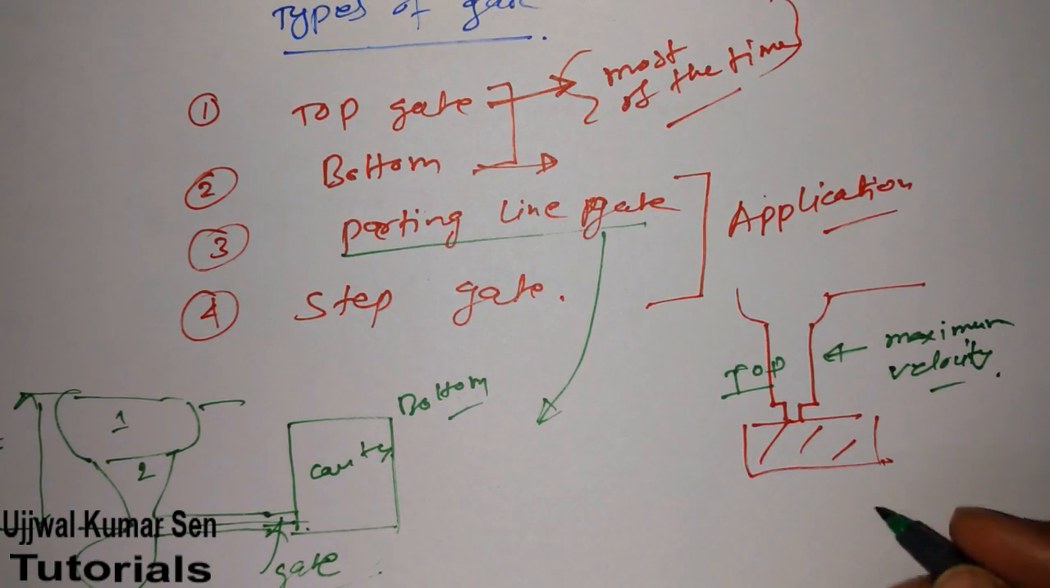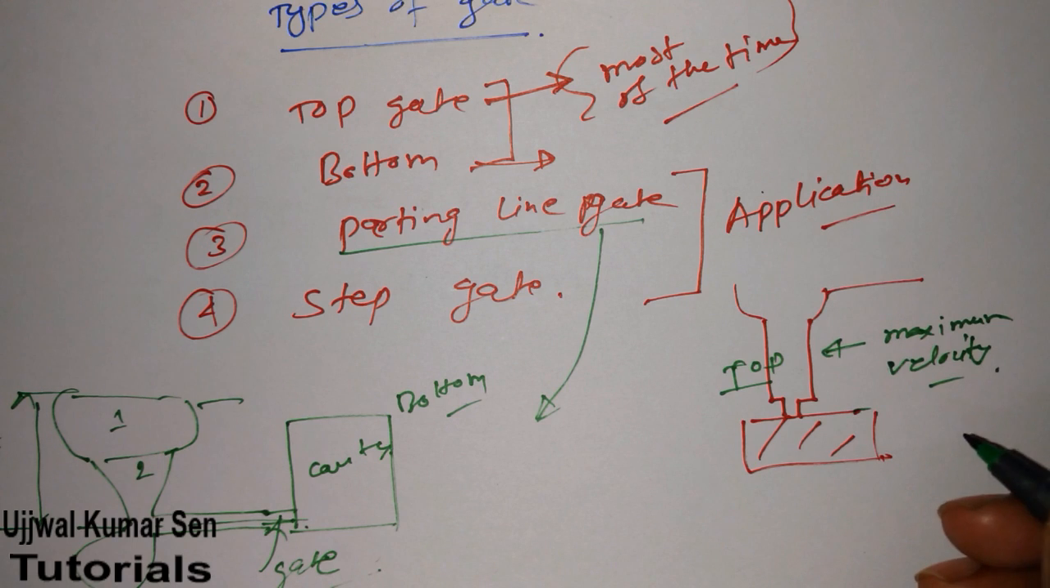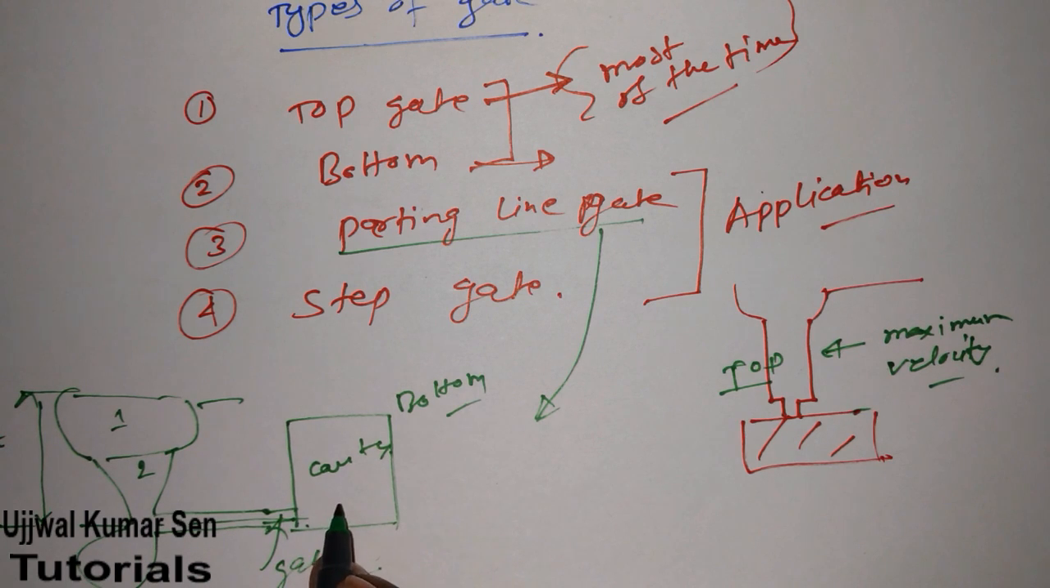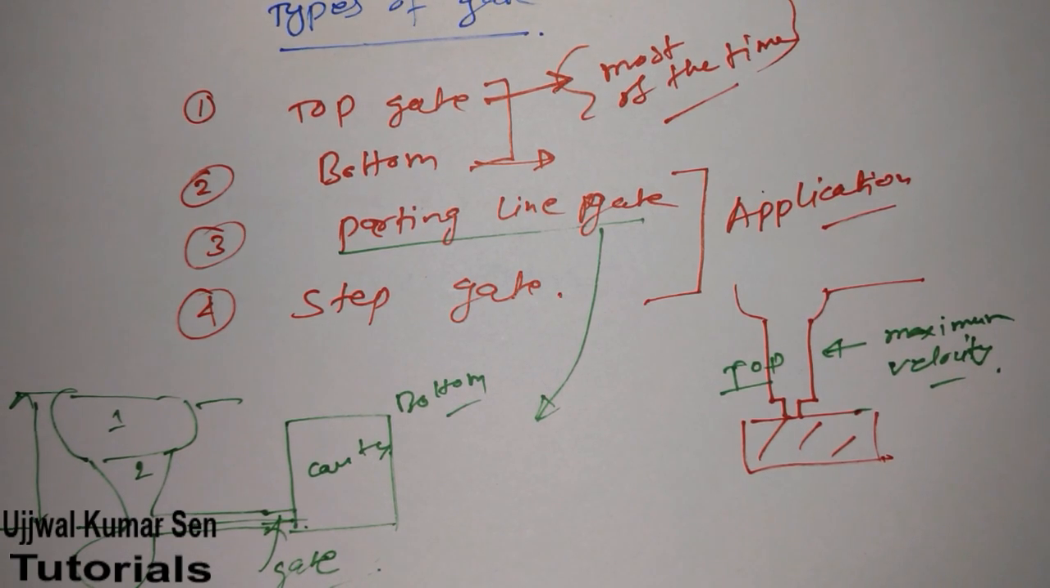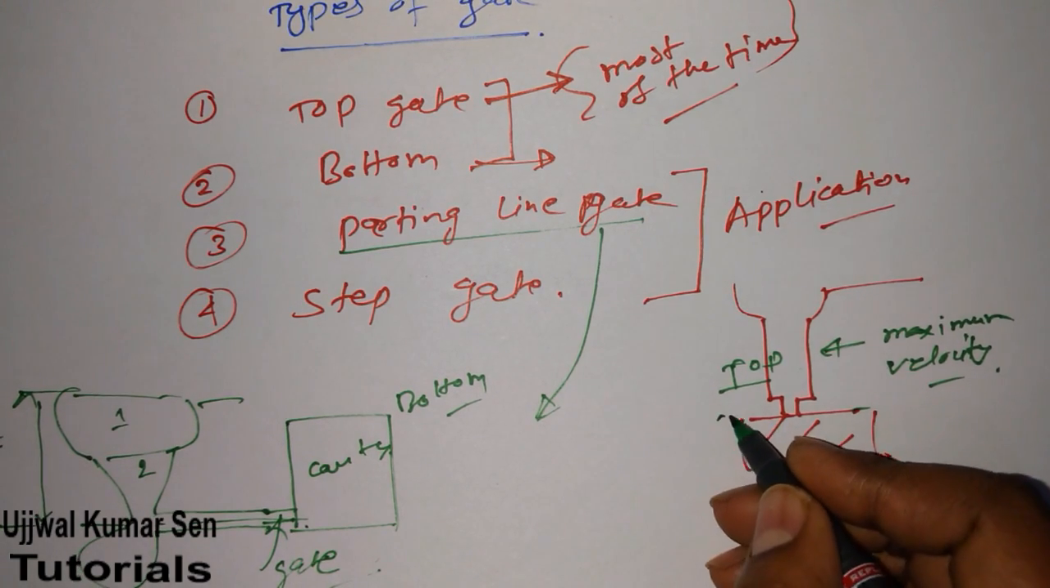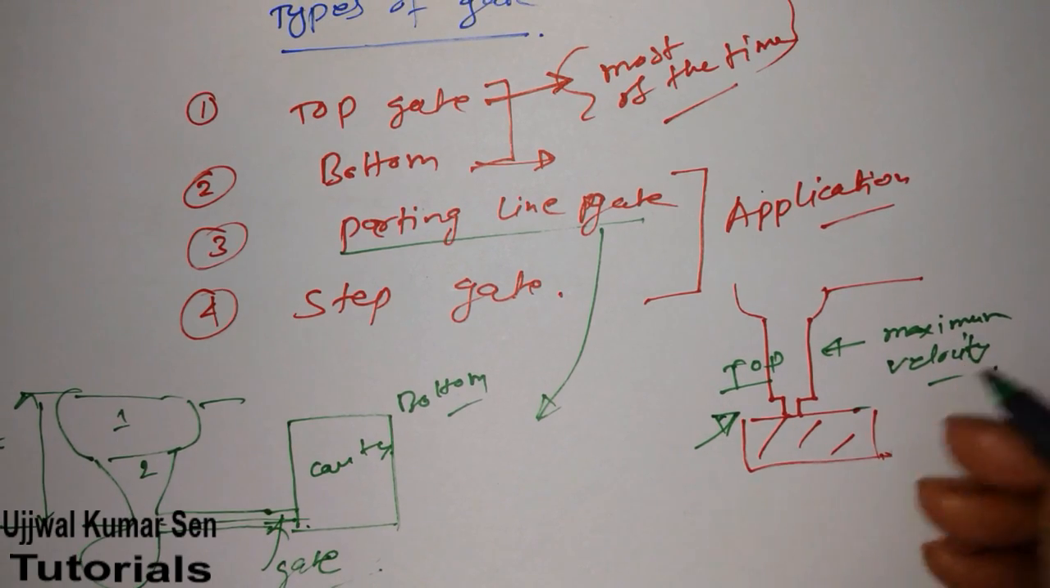Through top gate, metal can be filled with maximum velocity. That means it will take very less time to fill molten metal in the cavity. Now if we talk about bottom gate, then there will not be any maximum velocity. Of course, the molten metal will have negligible velocity, and it will be filled because of pressure. And of course there won't be any turbulence or erosion, and maybe splash, the cavity will not splash away.